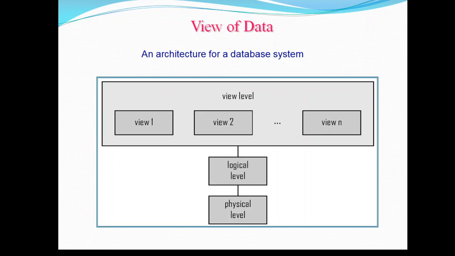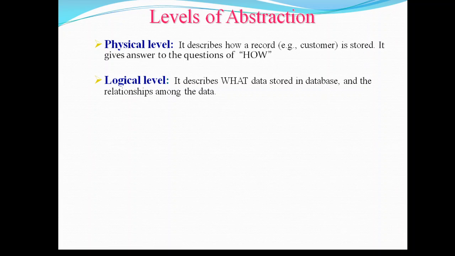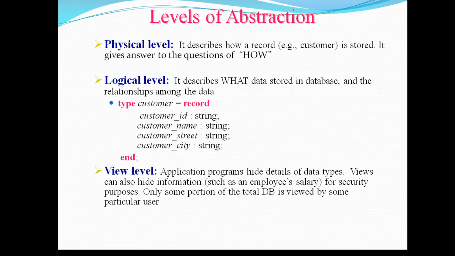Now we are going to talk about what this physical level, logical level, and view level are. Why is the data presented in these levels? Its main reason for presenting the data in DBMS this way is to hide the data or provide protection to the data, which we are going to term as levels of abstraction. So the different levels of abstraction in DBMS are physical level, logical level, and view level.